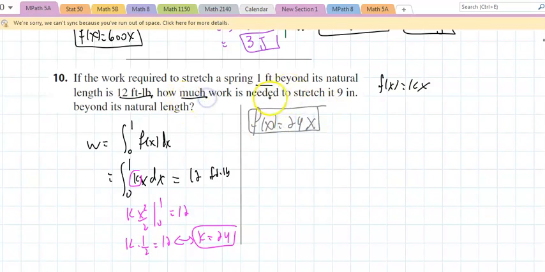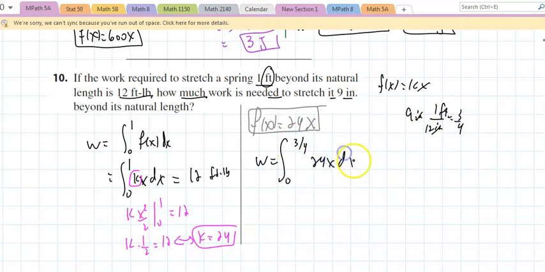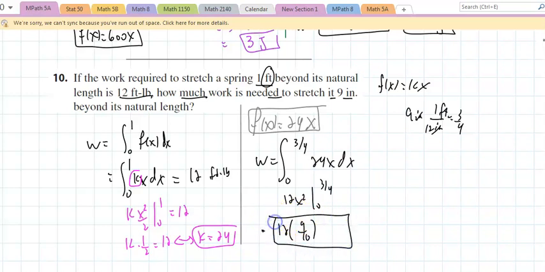How much work is needed to stretch the spring 9 inches? So again, if this is in feet, 9 inches to feet, each inch is 1/12 of a foot, so that's 3/4. So the integral from 0 to 3/4 of 24x dx. That is 12x squared evaluated from 0 to 3/4. That is 12 times 9 over 16. Again, I really don't mind you leaving the answer like that on a test. That turns out to be 6.75, but I need the units at the end. And that's all there is for this section.